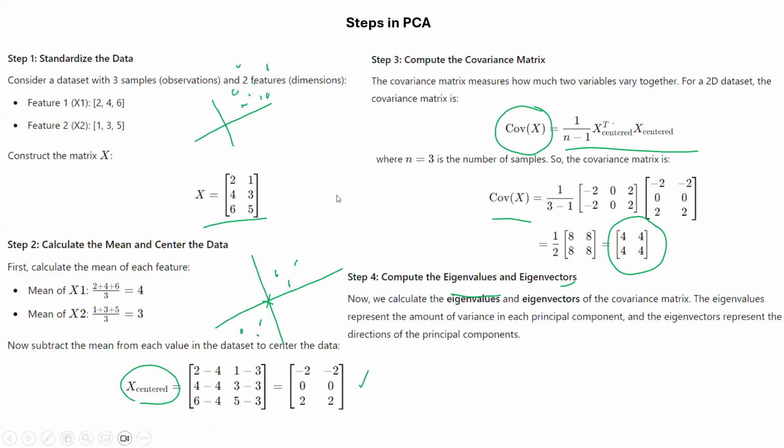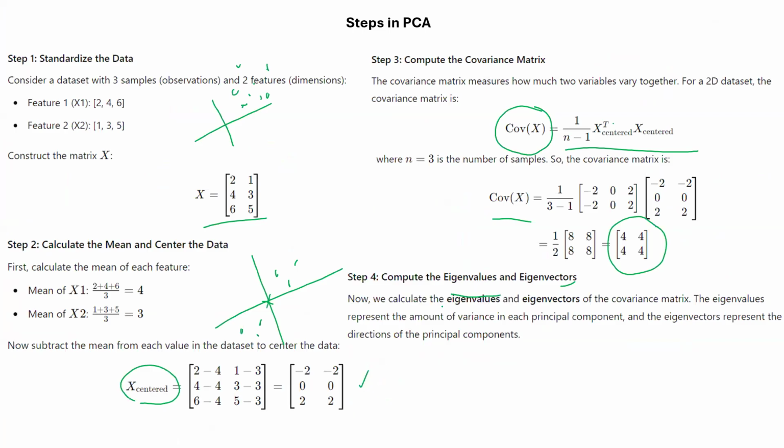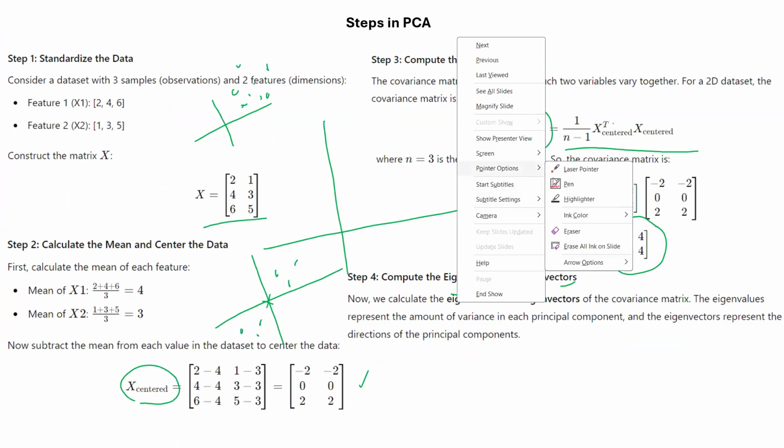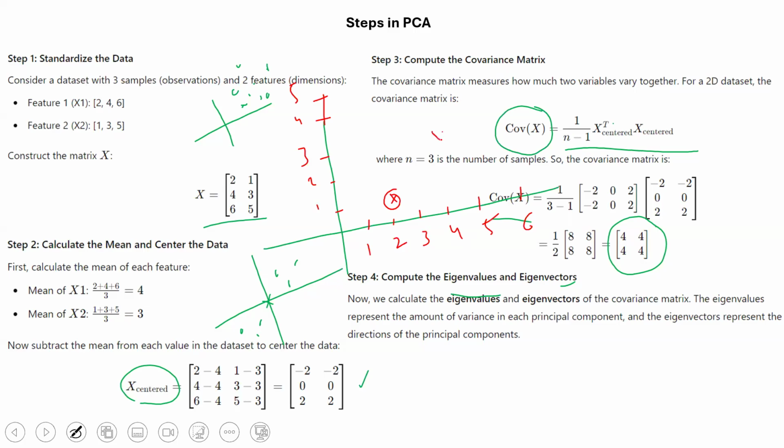So if you represent these dots on a scale, let me take this one. What I'm trying to do here is represent these points on a scale. How do they look? The color is red. So this is 1, 2, 3, 4, 5 and 6. This is 1, 2, 3, 4 and 5. So 2, 1 is 1 point. 4, 3 is 1 point. 6, 5 is another point.